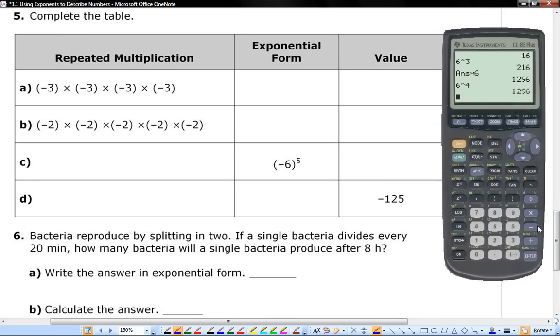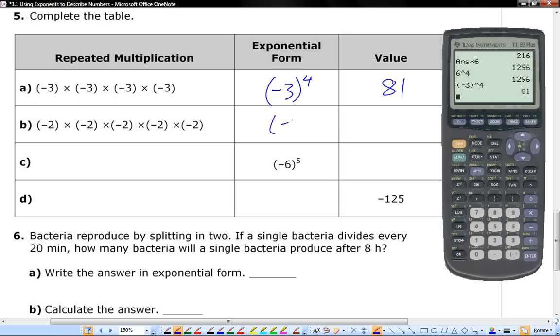Number 5, we want to complete the table. Take the repeated multiplication, write it in exponential form. This is negative 3 to the power of 4, and its value is 81.